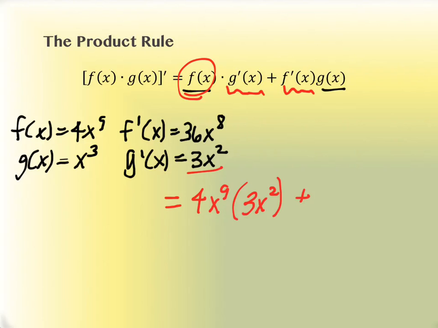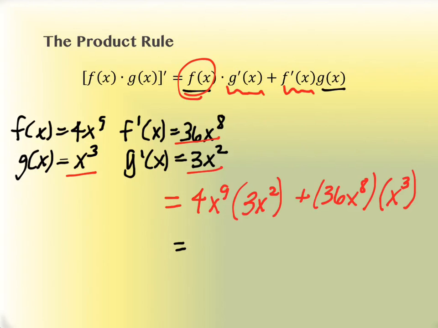I add to that the derivative of f, which is 36x to the 8th, and I multiply that by the original g of x function, which was x cubed. Right? This is a more complicated process than what I would like to be true, but we already showed the one that we would have liked to be true didn't work.